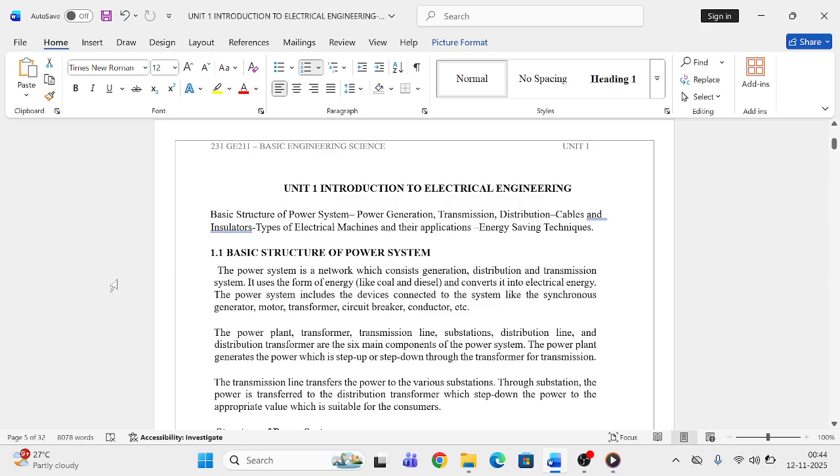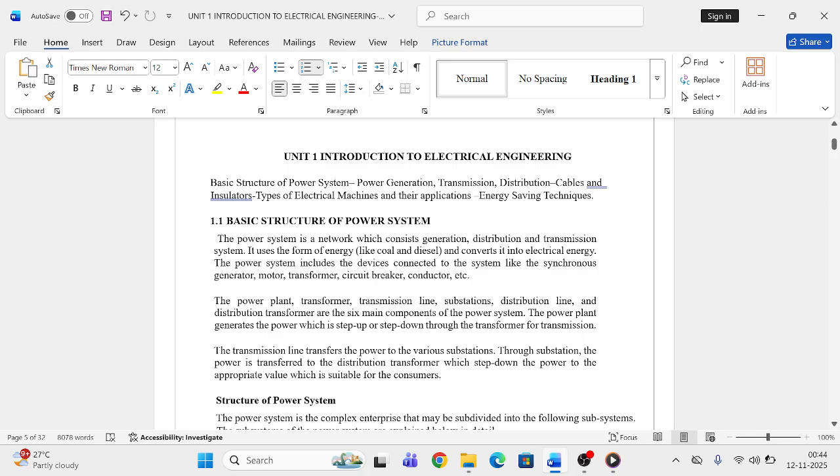Now we are going to see about the basic structure of power system. This is the topic in the first unit of basic engineering science. The power system is a network which consists of generation, distribution and transmission system. It uses forms of energy like coal and diesel and converts it into electrical energy.